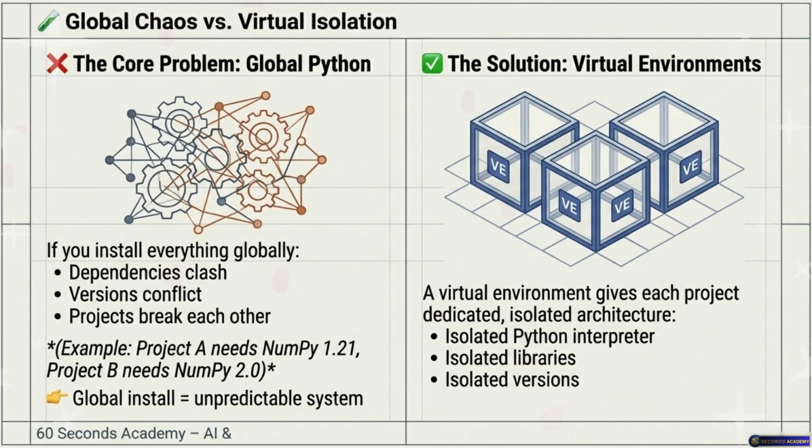If you forcefully upgrade a library globally to serve your new machine learning project, you might accidentally break a core system utility that relies on the older version of that same library. That's terrifying. So you aren't just breaking your projects, you risk destabilizing your actual machine. Exactly. Okay, so we desperately need a way to stop sharing the kitchen. I'm deducing the solution is giving every single project its own private, isolated space.